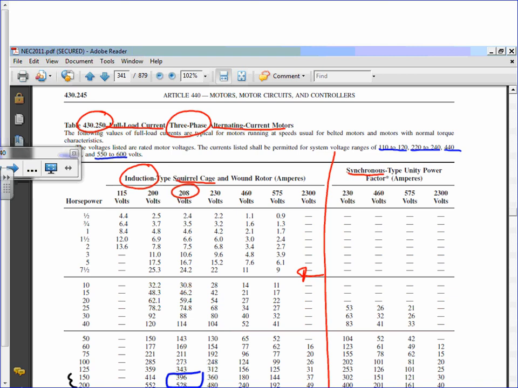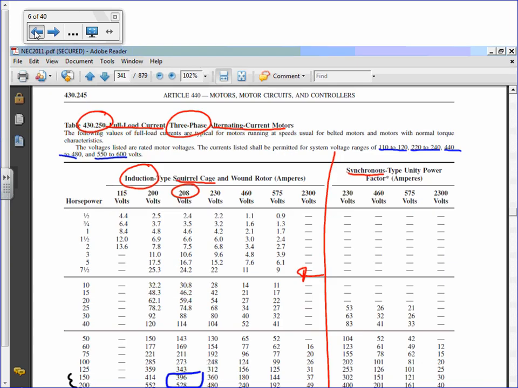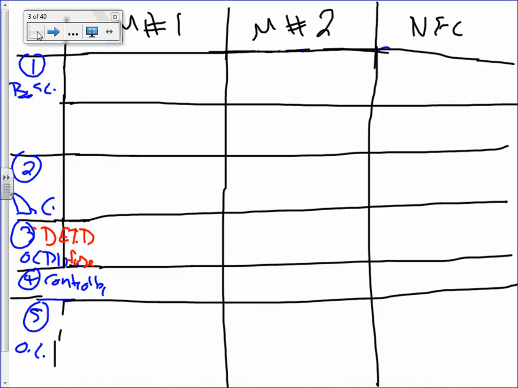Any comments, guys? Any questions about that? The full load. Everybody knows how to use this table? Okay. All right. So this is just to get you where we got the information. Now let's go back here and put a couple of things.